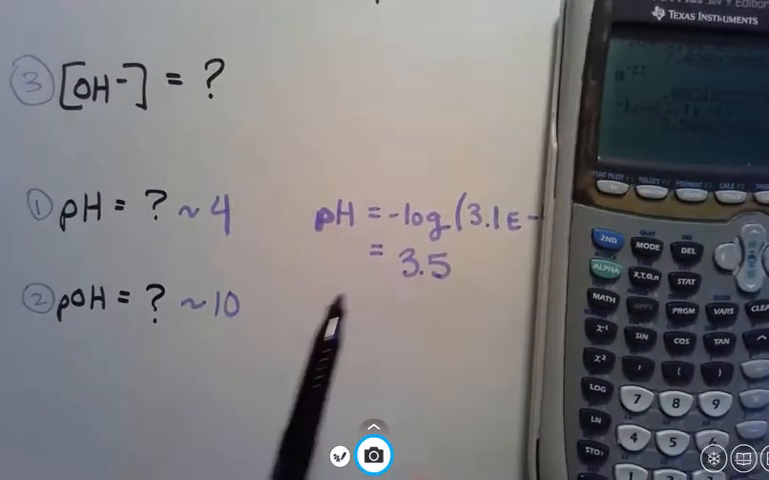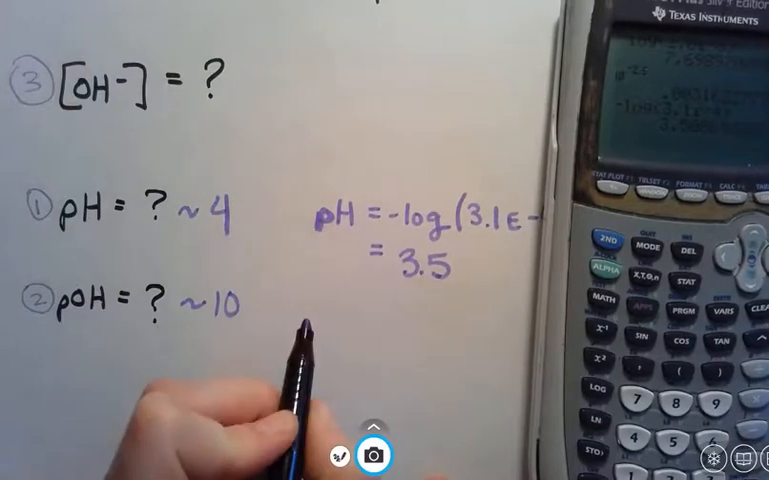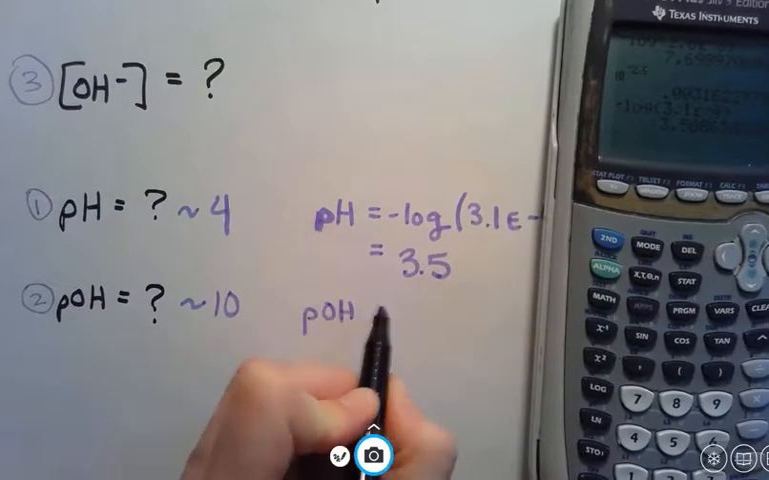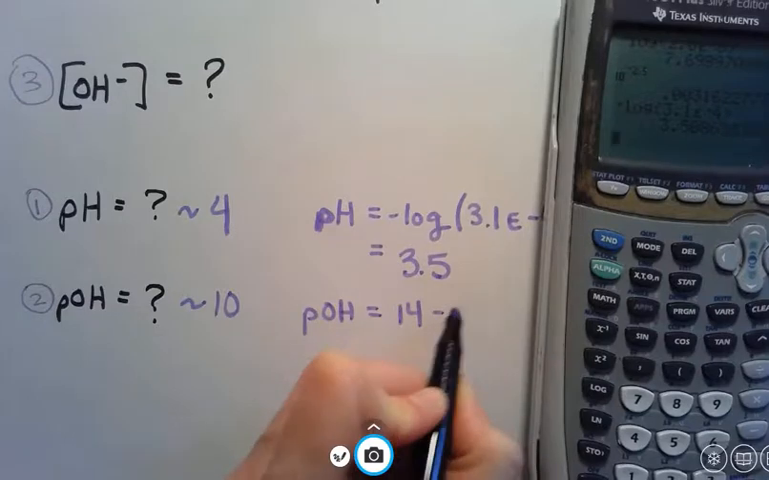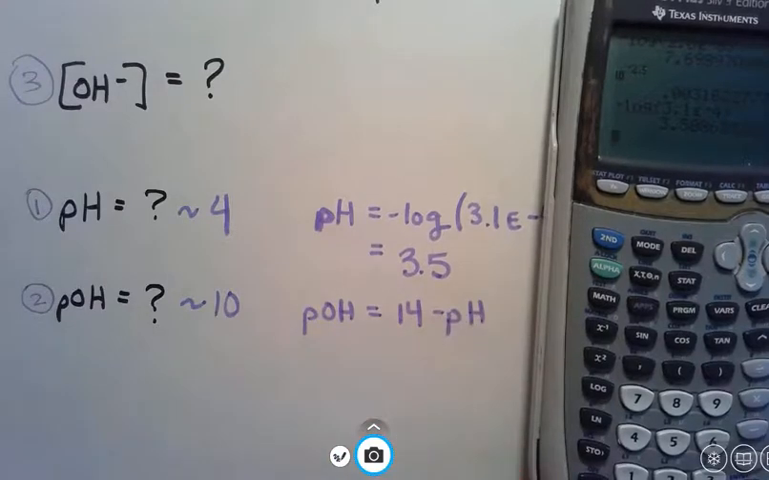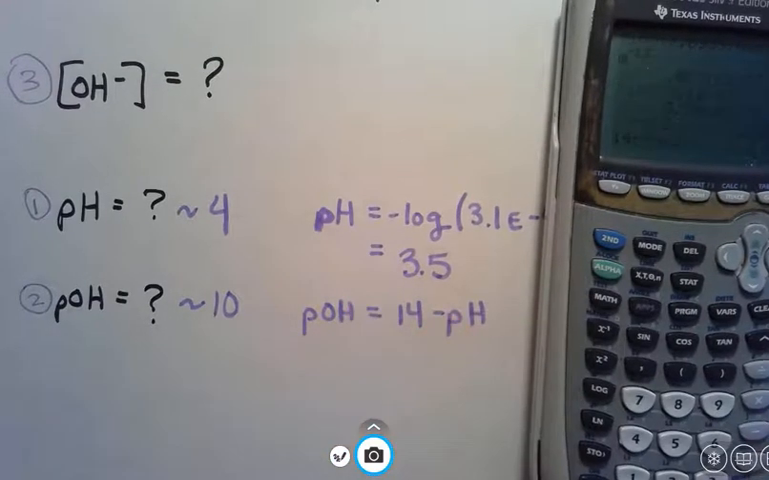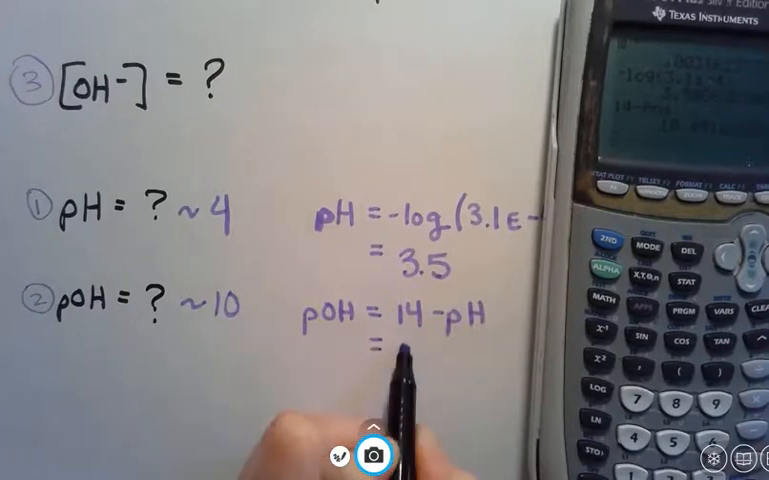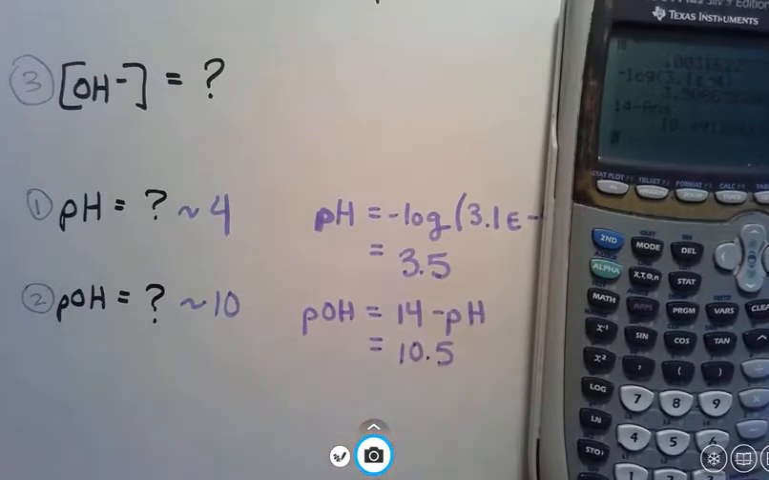Then if I want to know what my pOH is, I'm just going to subtract away the pH from 14. So I'll take 14 minus my answer, and I'm left with 10.5 for my pOH.